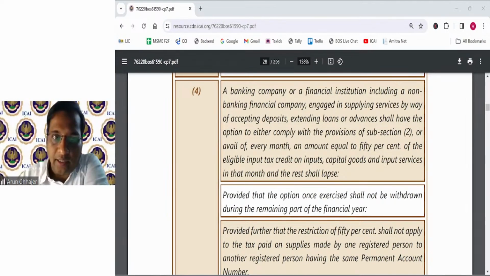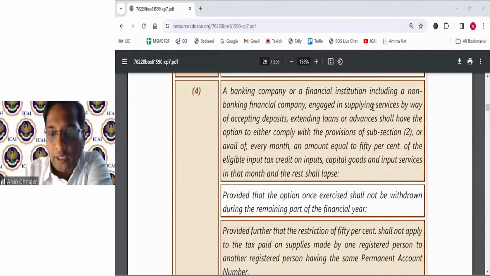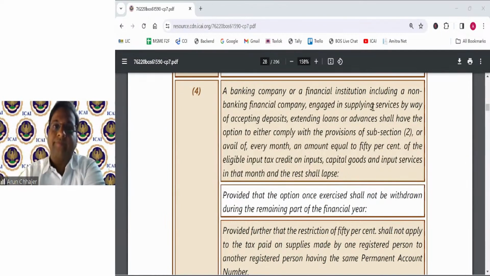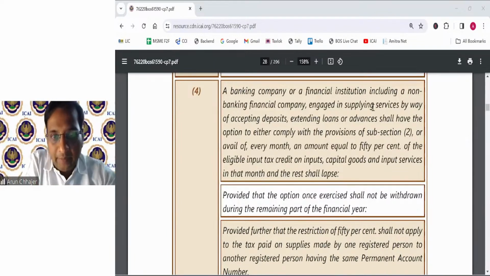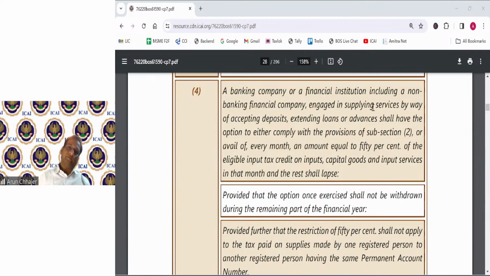How much ITC they need to reverse, or how much ITC they are eligible to claim, we have discussed. Normally, in case of a banking company, financial institution or NBFC, you have the option either to go for the actual Rule 40 to 43 calculation, or, straightforward, you can give a request to the jurisdictional officer that you would like to opt for 50% reversal instead of the normal calculation.